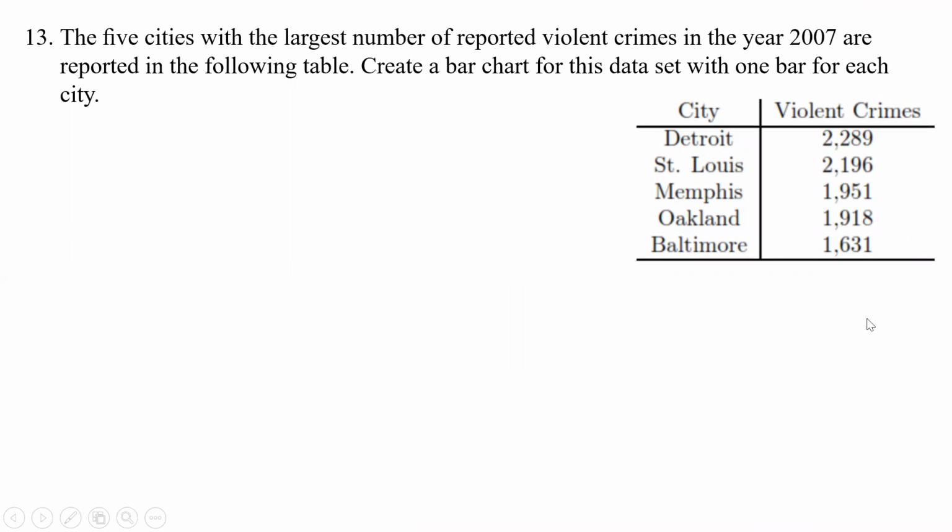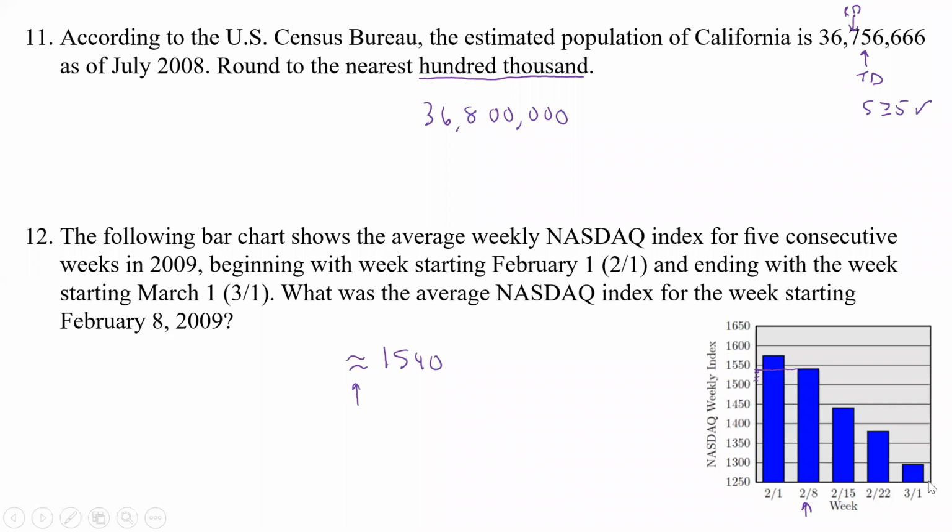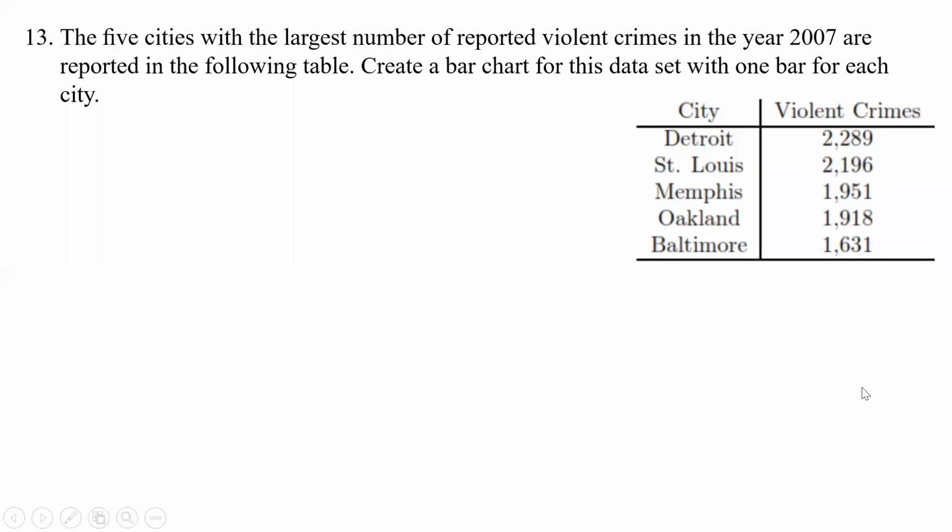All right, so this one says the 5 cities with the largest number of reported violent crimes in the year 2007 are reported in the following table. Create a bar chart. So we need to create a chart that looks like this one for this data set with 1 bar for each city.